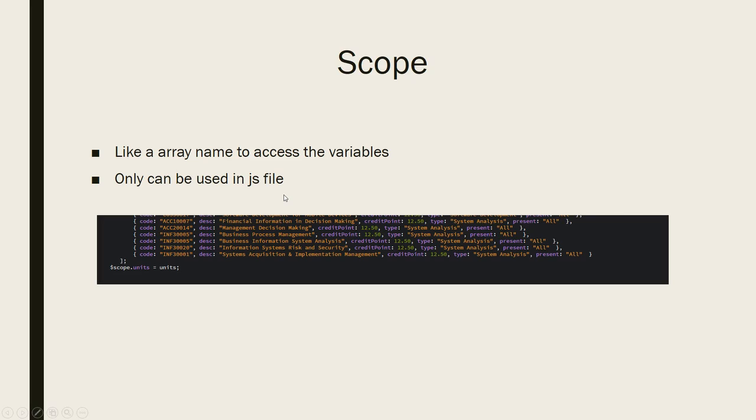Scope is like an object or an array where you can access values. It can only be used in the JS file; you usually see it in the JS file. As you see here, this whole array is actually values inside an object called units. To access the units, you call it scope.units or scope.whatever. It's like a key to every lock in the JS file.